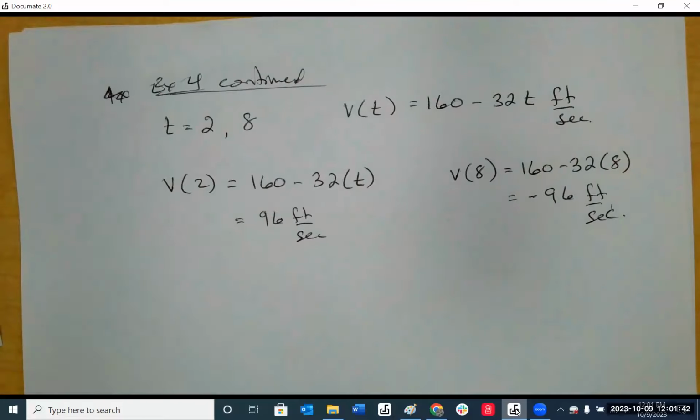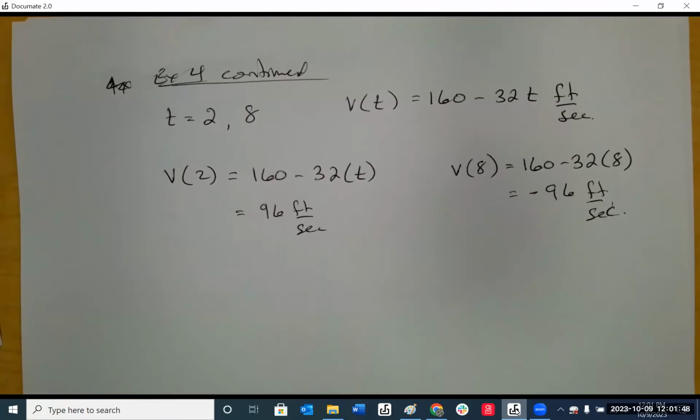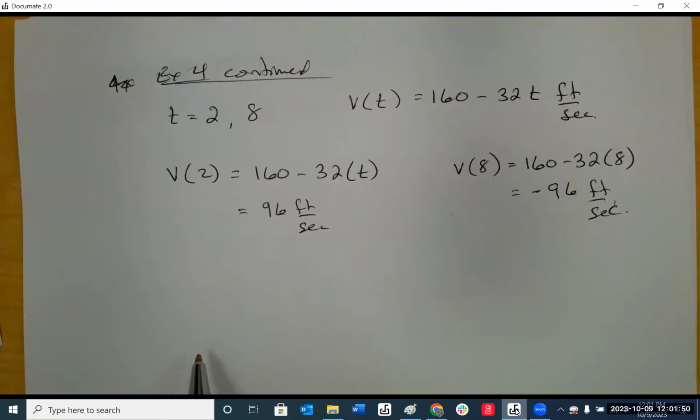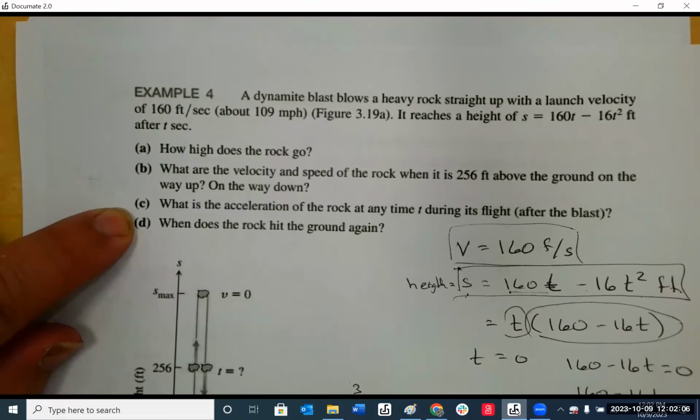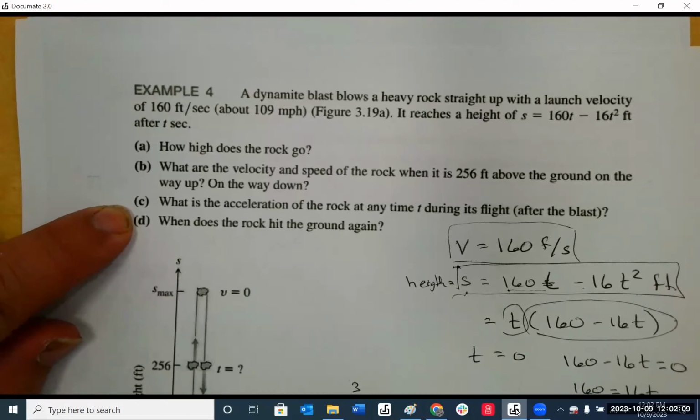Very good. Because remember our velocities, we can slow down, accelerate, decelerate, or even go backwards. It's like almost perfect. Well, yeah, we're lucky with that because again, we're not looking at wind or anything else. Okay, so it's D. What is the acceleration of the rock at any time during flight after blast?